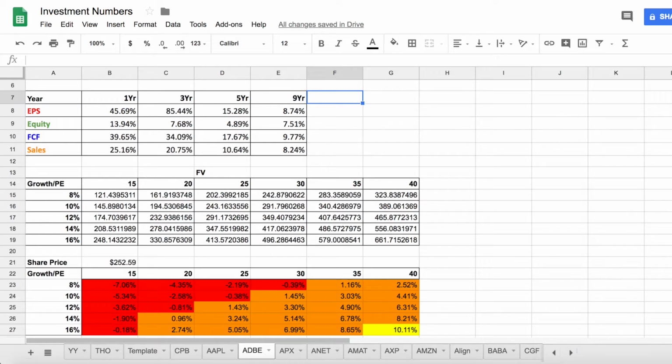Some people might say that these growth numbers that I've picked from 8 to 16% and a PE of 15 to 40 is low. However, I like to be conservative, and I don't think this is particularly low because we're talking about growth over 10 years. And we can't expect that a company is going to be able to grow at 20% per year when they're already a multi-billion-dollar company. It's more likely that they're going to grow at the rate that they've been growing over 10 years in the past, which for Adobe has been between 7 and 10%.